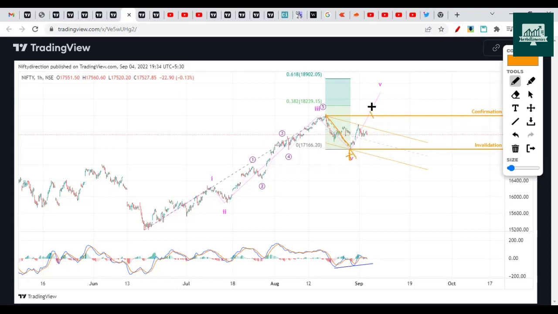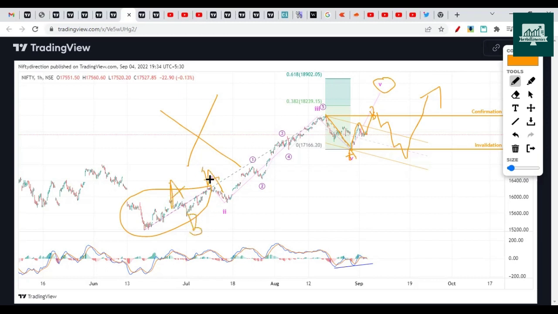Okay, then wave B can be an expanded flat correction like this, and then it will give a correction like this, and then maybe the fifth wave again will come, which will head higher. But this is the bullish case, and we have low confidence on this bullish case because the move here is not looking bullish in a wave one. Sorry, this looks more like an A wave here, B wave here, and this is 1, 2, and then the move continues.